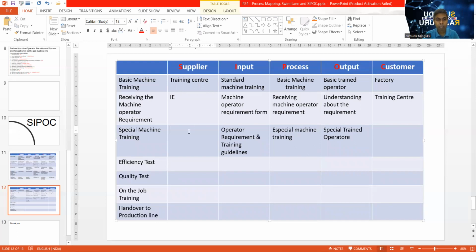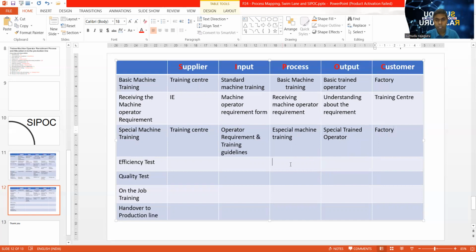Then who are the supplier? The special training given by the training center. So the training center is the supplier, and the customer is the factory.